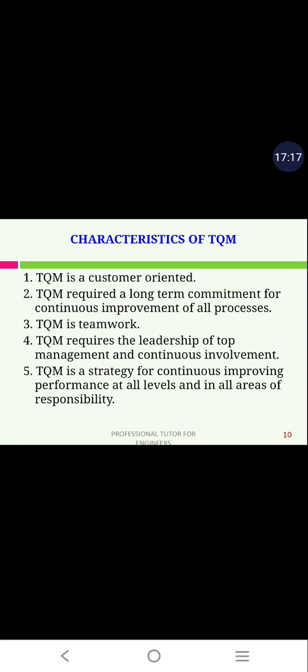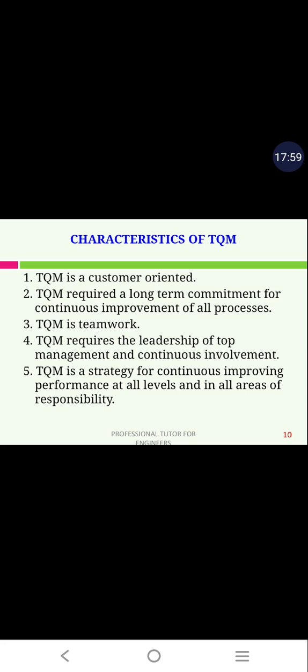So the first feature is that TQM is customer oriented. So the first characteristic of total quality management is that TQM is customer oriented. TQM always gives importance to its customer. As I discussed in my previous lectures, the customer is king. I even gave some illustrations to show how the customer plays a vital role. Without customers, no business can exist. So whenever a company is started, the main focus should be on the customer. So TQM is customer oriented.